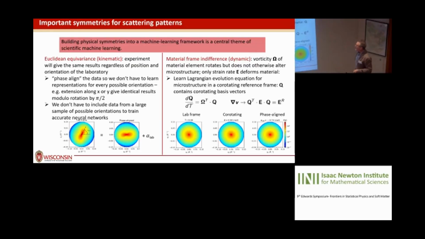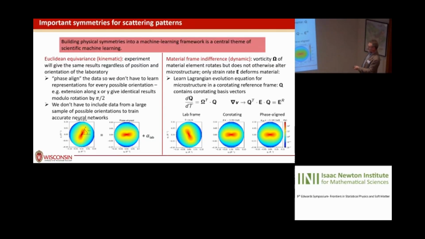The way we're doing that is by learning the evolution equation in a reference frame that's co-rotating with the vorticity tensor. So you can think of a matrix Q that's got orthogonal coordinates, and those orthogonal coordinates are evolving according to this kinematic equation. All right, omega transpose, where omega is the vorticity tensor. And then in the rotating coordinate, the velocity gradient, the rotation gets factored out, and you're just left with a rate of strain.